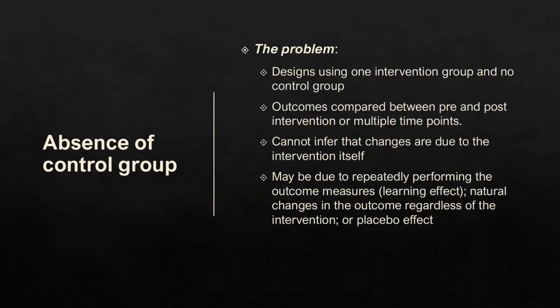Also, merely being observed in a study can lead to changes in the outcome, regardless of the effect of the intervention, which is similar to a placebo effect. Just knowing that you're enrolled in a study, you can get better simply because you're being observed, like a Hawthorne effect. So a control group is very important to subtract out the placebo effect or the learning effect or the natural progression effect, to establish if there is an effect over and above these.